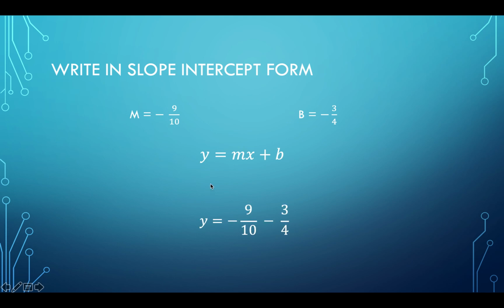So we go ahead and do that, and we get y is equal to negative 9/10 minus 3/4. All I did here was plug this in for m and plug this in for b.